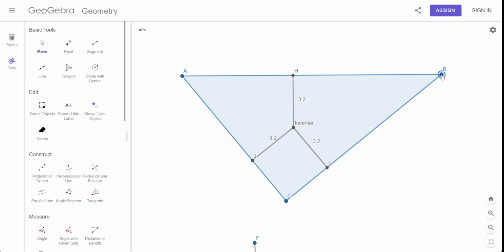But this is an incenter. So where do you think the circle is going to be here? Do you think the circle is going to encompass the whole entire triangle? It's the incenter, so what do you think? Inside of there. So I can click on this button right there. It says circle.